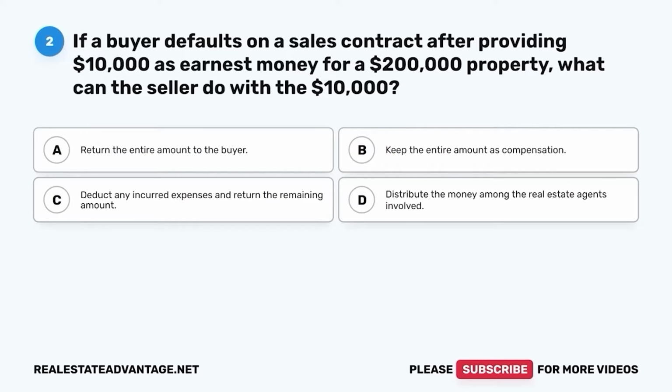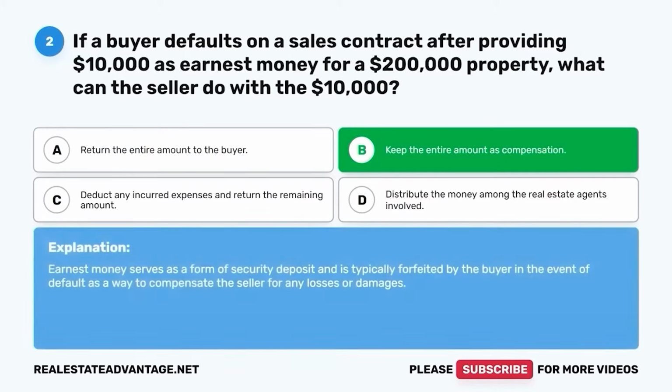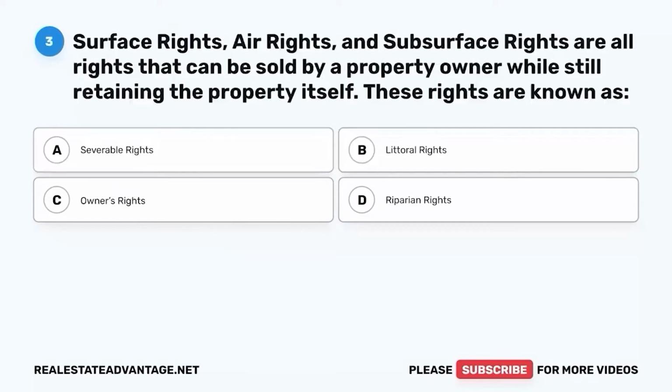A. Return the entire amount to the buyer. B. Keep the entire amount as compensation. C. Deduct any incurred expenses and return the remaining amount. D. Distribute the money among the real estate agents involved. The correct answer is B. Keep the entire amount as compensation. Earnest money serves as a form of security deposit and is typically forfeited by the buyer in the event of default as a way to compensate the seller for any losses or damages.